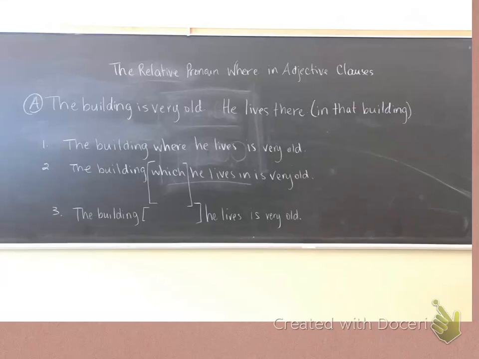All right, so let's have a look at relative pronouns with where in the adjective clause. These ones are similar to other ones that we've done where we end up with two subjects in the sentence. So let's just take a look at what's happening when we use where.